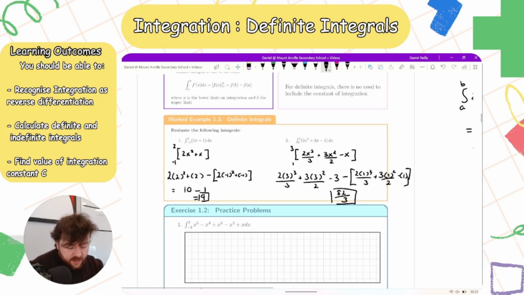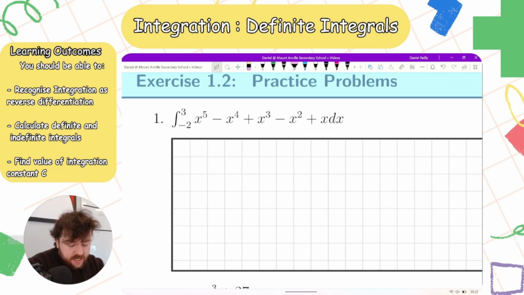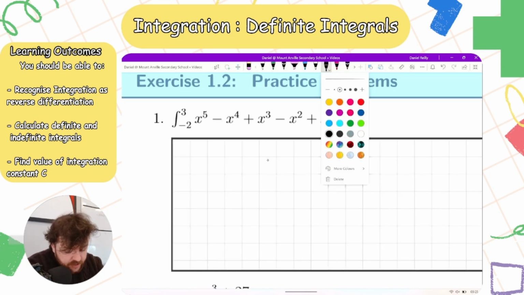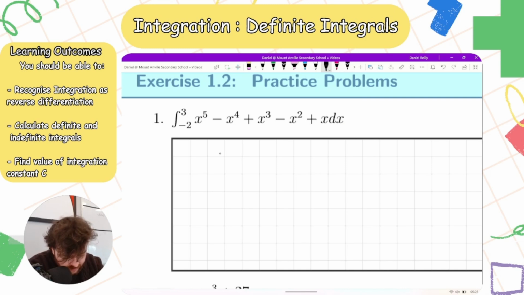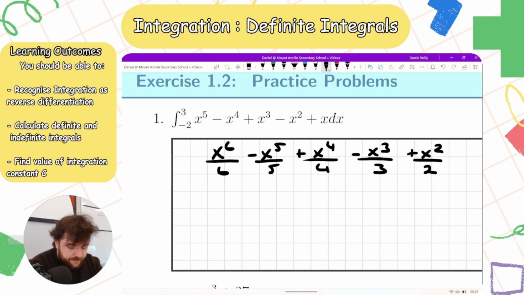Okay, let's just look at some practice problems here. Again, another one here, x to the power 5 minus x to the power 4 plus x cubed minus x plus x. So, integrate that. That is just going to be x to the power 6 over 6 minus x to the power 5 over 5 plus x to the power 4 all over 4 minus x to the power 3 all over 3 plus x squared all over 2.